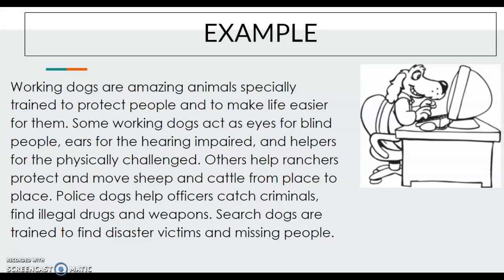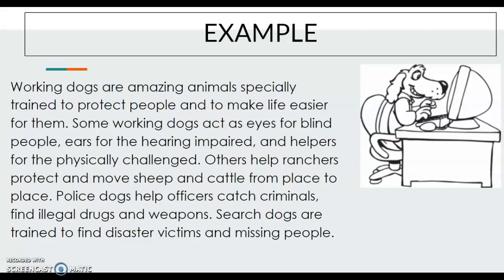Let's look at one more example. Working dogs are amazing animals, specially trained to protect people and to make life easier for them. Some working dogs act as eyes for blind people, ears for the hearing impaired, and helpers for the physically challenged. Others help ranchers protect and move sheep and cattle from place to place. Police dogs help officers catch criminals, find illegal drugs and weapons. Search dogs are trained to find disaster victims and missing people.